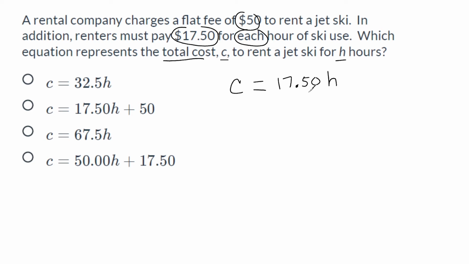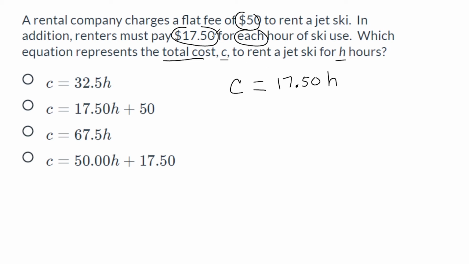So if we think about it, we can substitute h with any amount of hours we want to rent this jet ski for and multiply it by $17.50. So if we wanted to rent this jet ski for 2 hours, we would multiply $17.50 by 2. Or if we wanted to find the cost at 3 hours, we would multiply this dollar amount by 3. Now, this is not the total cost of the jet ski, though.